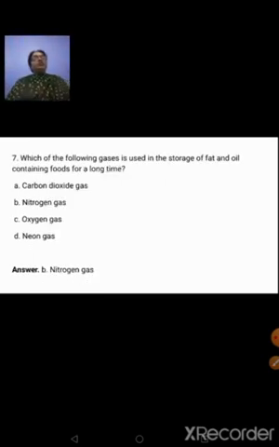Next question. Which of the following gases is used in the storage of fat and oil containing foods for a long time? We have seen this when we are packing the chips in the packets and all. Which gas is used in order to retain the freshness or the crispiness of the food item stored in that? See, options given are carbon dioxide gas, nitrogen gas, oxygen gas, neon gas. So you have to think. So here the option would be B, that is nitrogen gas.